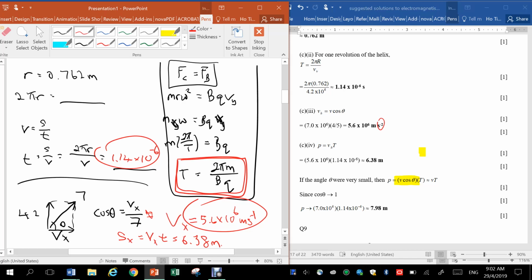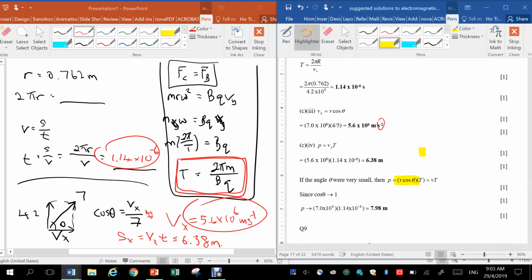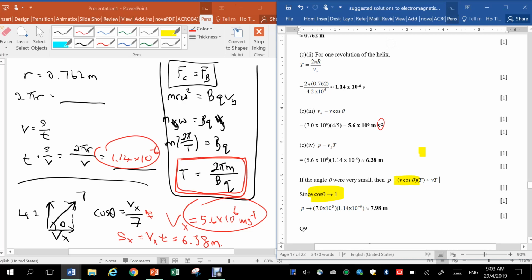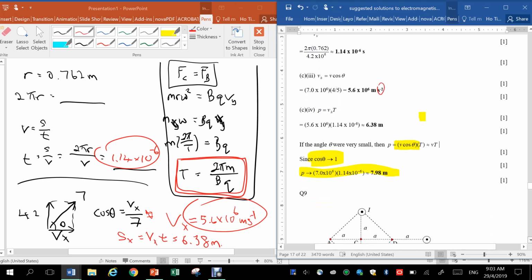So the period stays constant, which means that you can calculate the pitch purely depending on theta. And when theta is very, very small, cosine theta is equal to 1, as demonstrated here. So all you have to do is multiply it together and you get this value. Alright? So moving on, we are going to talk about question 9.